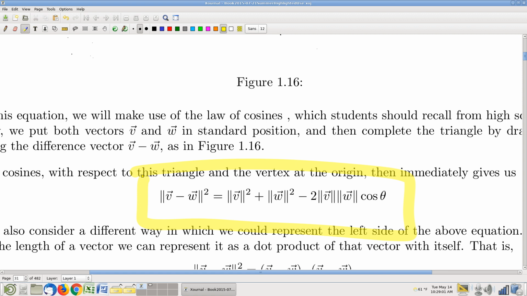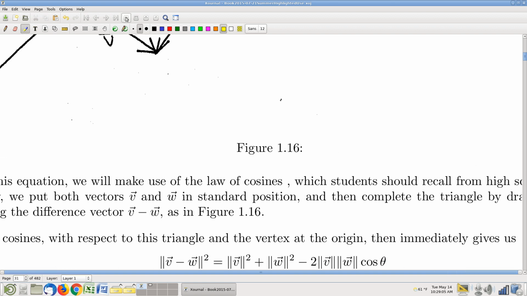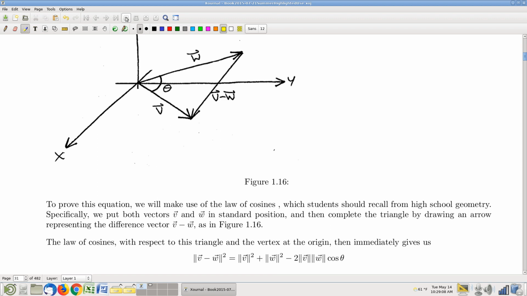By the way, if you want a memory tool for the law of cosines, it is what you might call a modification of the Pythagorean theorem. So this angle here, if that were a right angle, then we would have a Pythagorean situation, and that squared is that squared plus that squared. So you can see the Pythagorean equation showing up, very familiar. All this extra term over here is just a correction term that says if that's not a right angle, then this is how you fix the Pythagorean equation. So that's the way I remember it anyway. Okay.